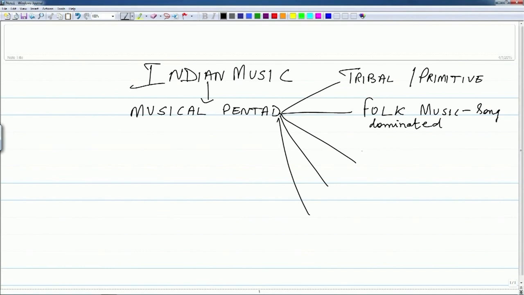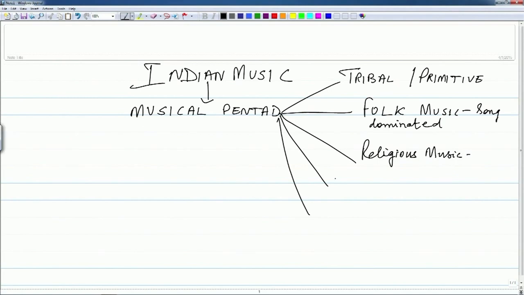Now, the third category is religious music. This is music sung in temples and in other religious gatherings. Here the songs are appropriate to the temple, the deity or the occasion, or even the sampradaya, the particular tradition of religious ritual or religious gathering that is happening. And then the purpose of this musical performance is to heighten the religious fervor among the gathering.